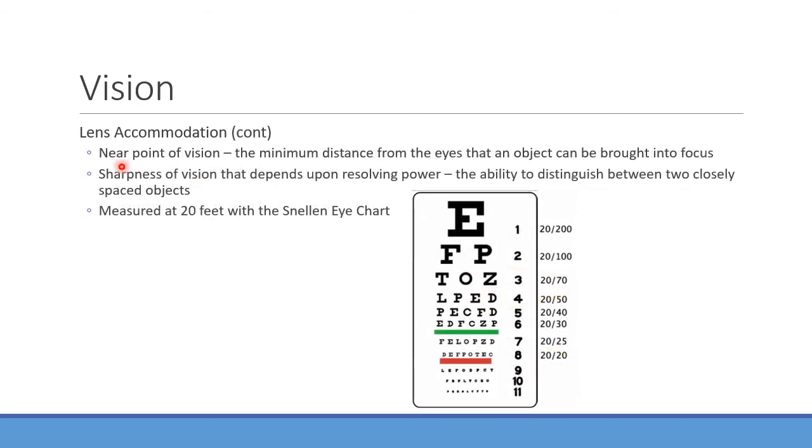So, anyone ever seen the Snellen chart? I'm sure most people have used this at some point, right? So what does this tell us? Visual acuity, essentially. It's telling us how well we are able to distinguish what these letters are at various distances. And looking at this near point of vision, it's basically that minimum distance at which the eyes can bring an object into view.